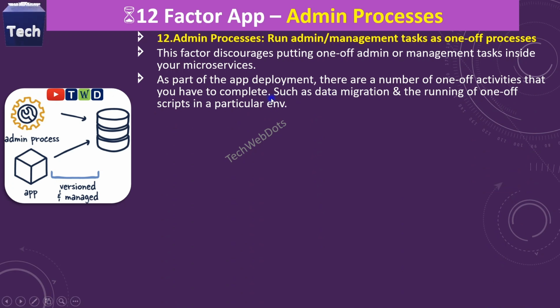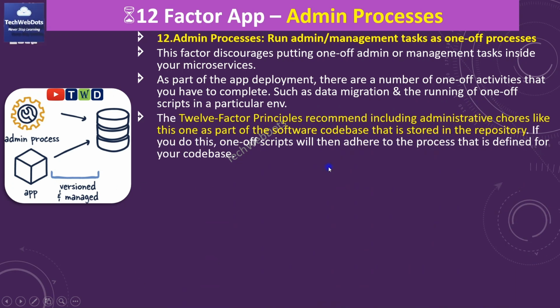Now in detail, as part of the application deployment, there are a number of one-off activities that you have to complete, such as data migration and running a one-off script in a particular environment. The 12-factor principles recommend including administrative code, or tasks like this, as part of the software code base that is stored inside the repository. It means in your code repository you can add a script file that you want to run at the beginning when the environment starts.